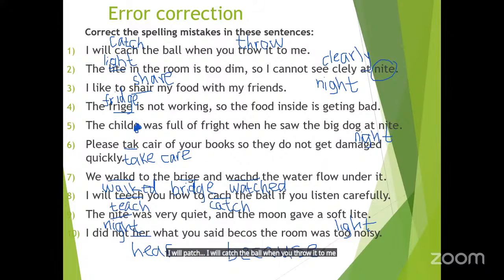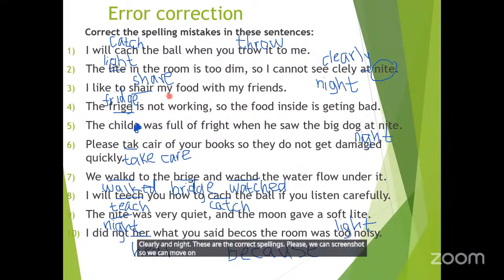So the first one is I will catch the ball when you throw it to me. What we are correcting there is the catch and the throw, and this is the spelling. Number 2, the light in the room is too dim, so I can't see clearly at night. What we need to correct there is light, clearly, and night. These are the correct spellings. Please, we can screenshot so we can move on.